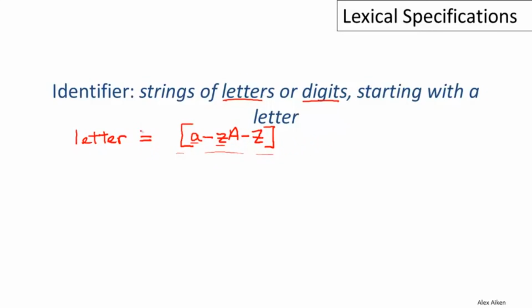And now we're in great shape. We already have a definition for a digit. Now we have a definition for letter, and so we can write out the rest of this definition. So we want the whole regular expression to always begin with a letter.